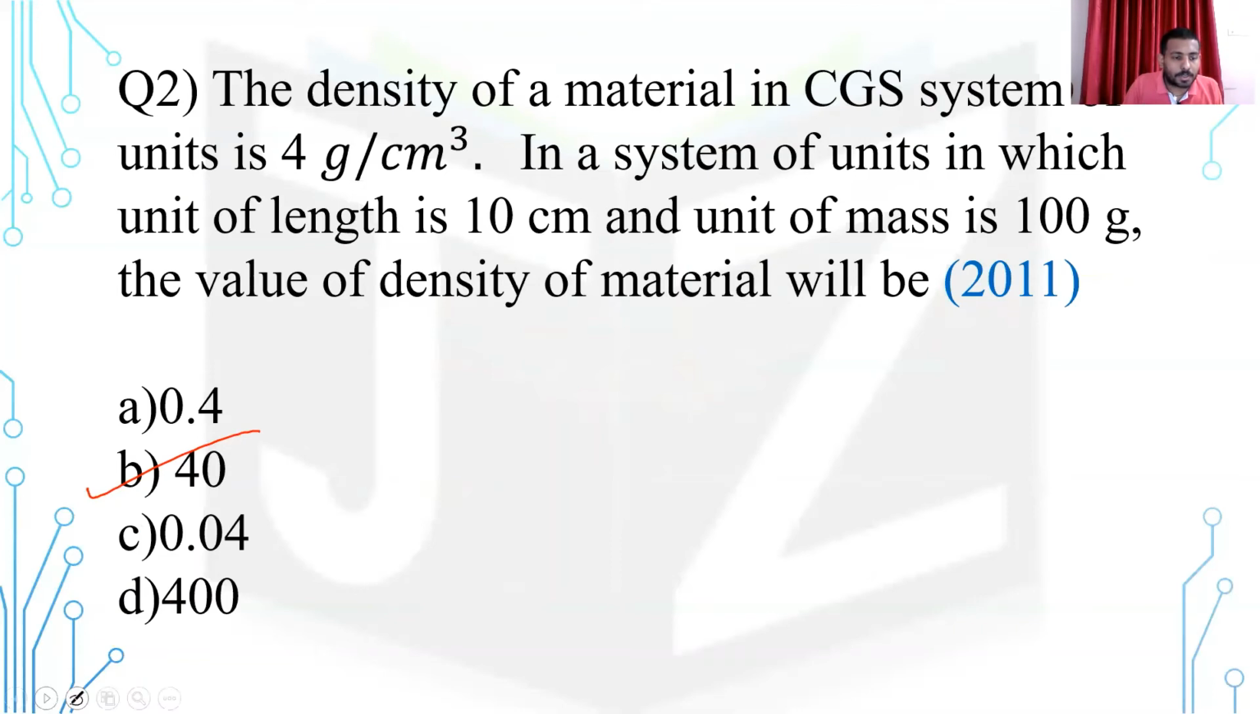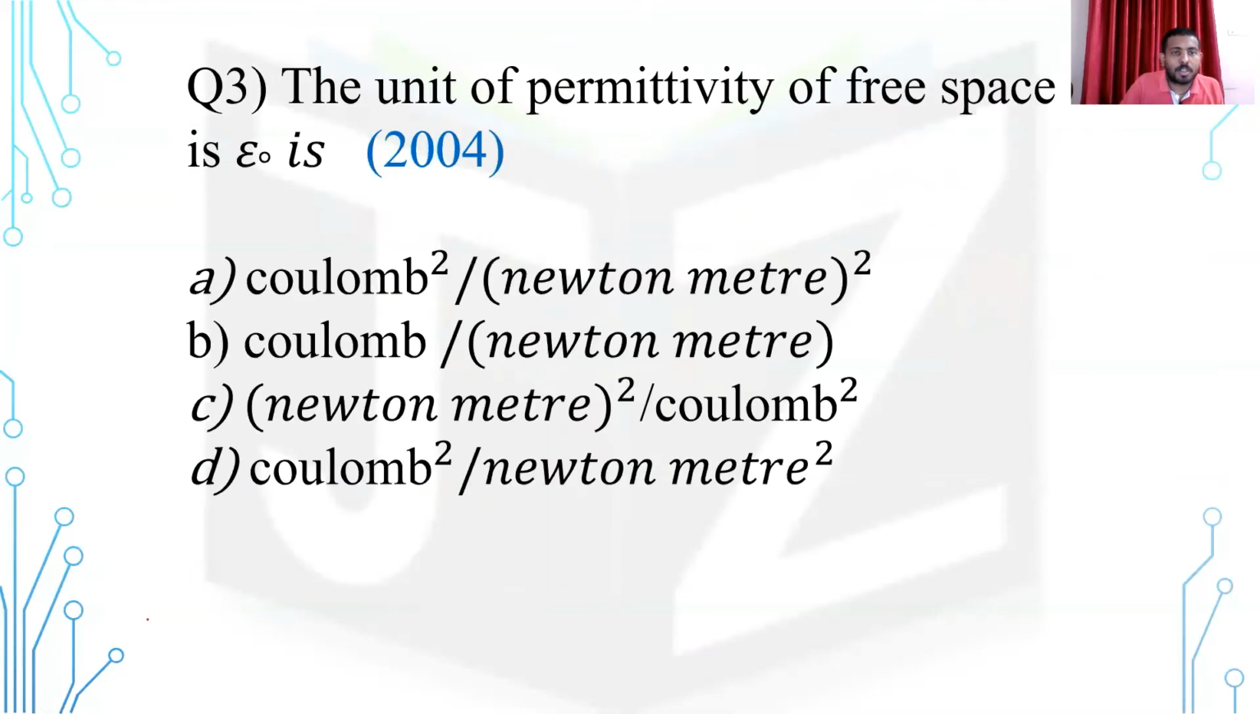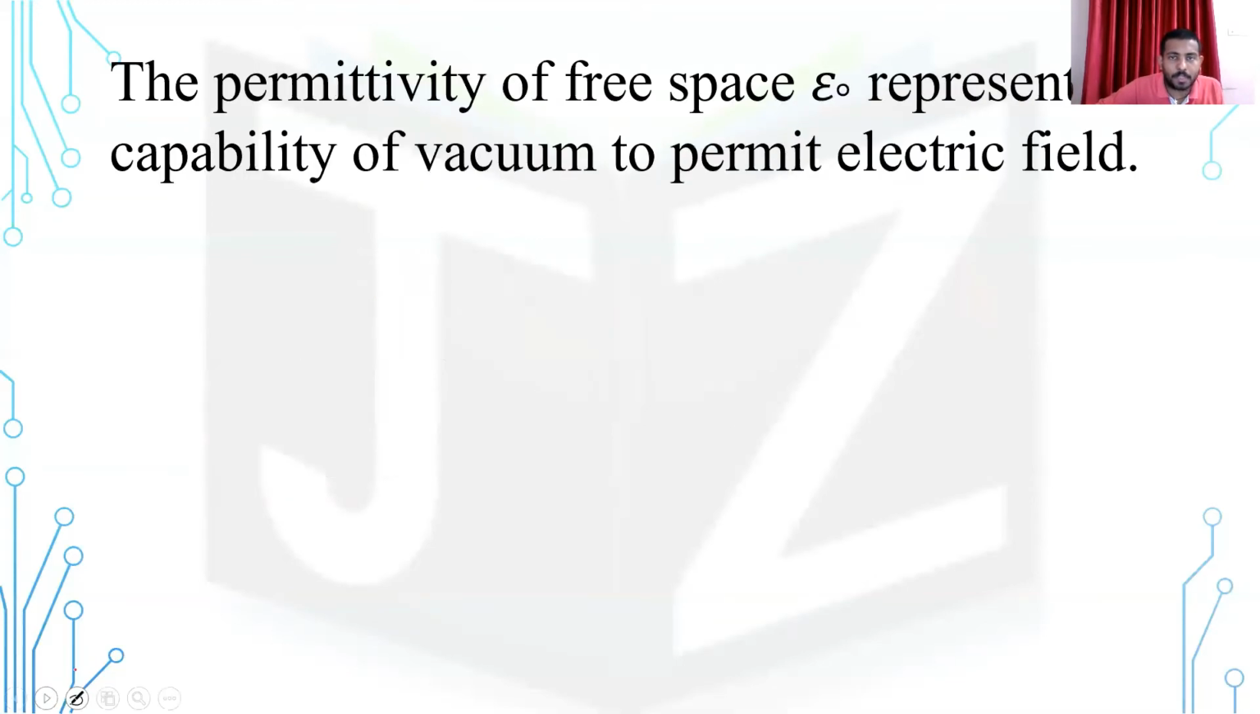So let's check the next question. The unit of permittivity of free space epsilon 0 is. This question was asked in 2004, and we have Coulomb square by Newton meter square, Coulomb by Newton meter square, per Coulomb square by Newton meter square. So let us understand what permittivity is. The permittivity of free space epsilon 0 actually represents the capability of the vacuum to permit the electric fields. That is what is meant by the constant permittivity, which can be represented as epsilon zero.